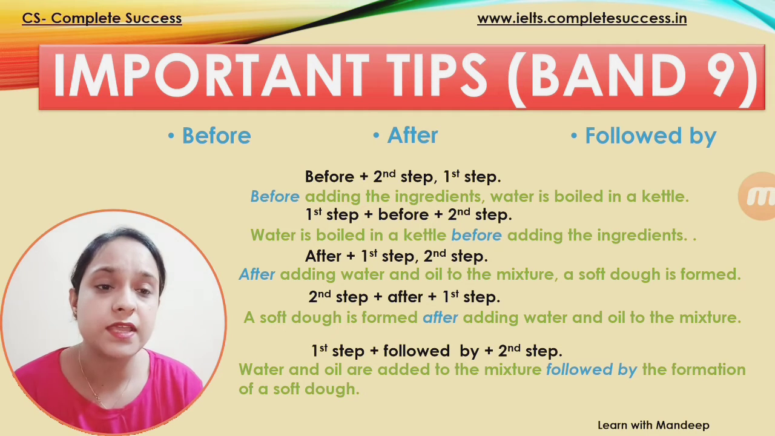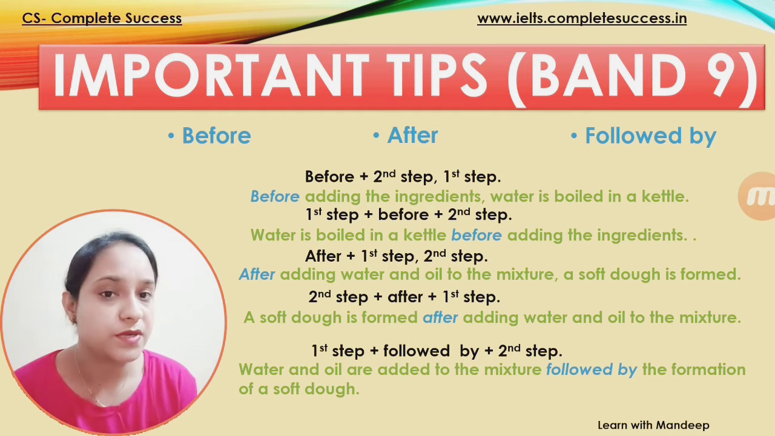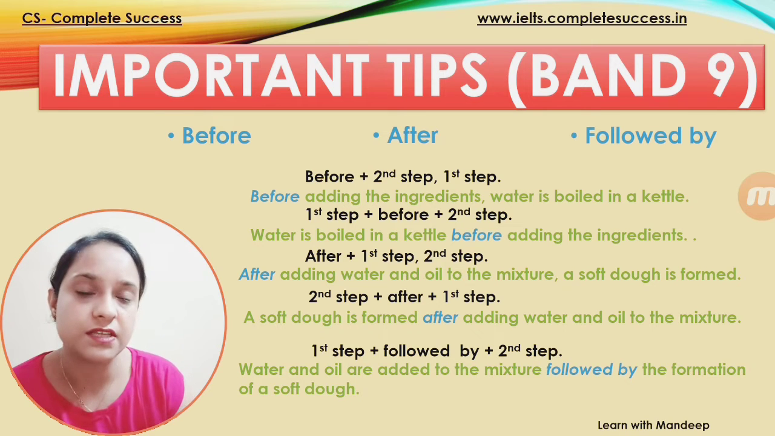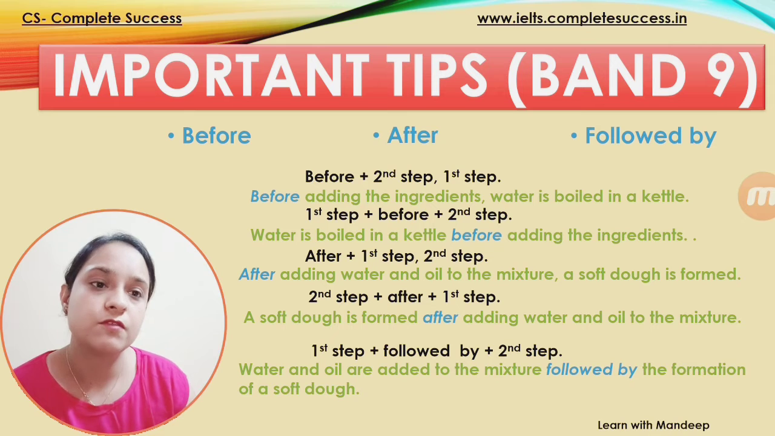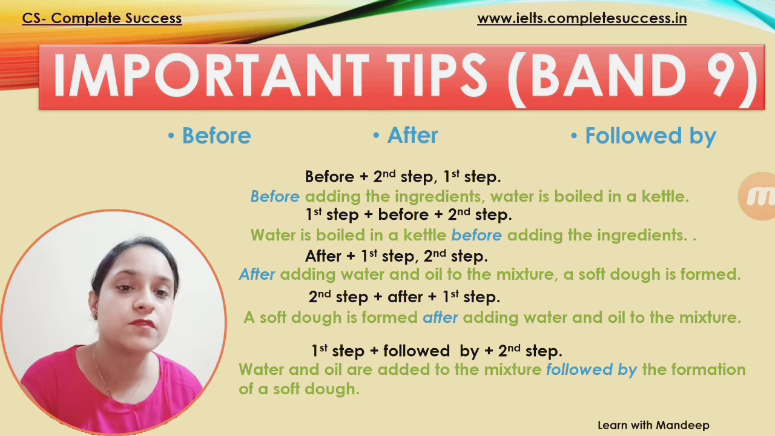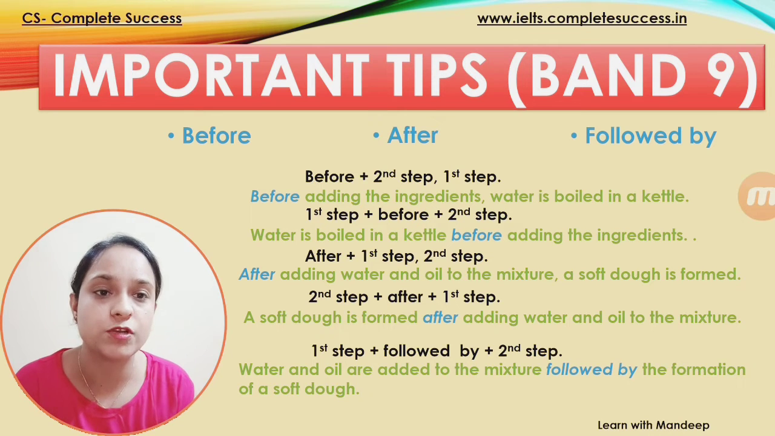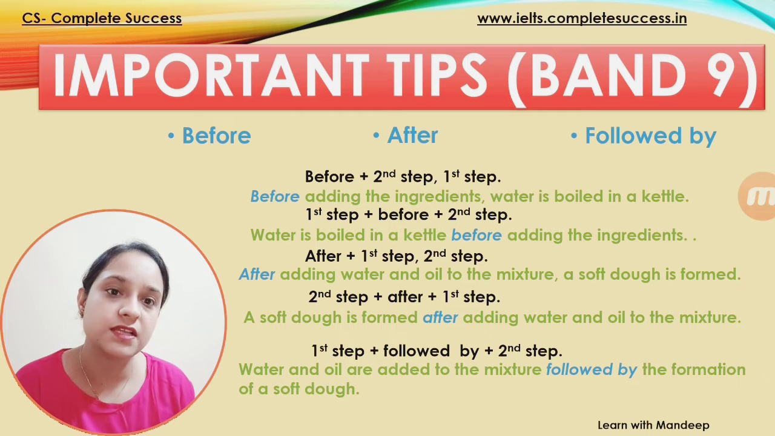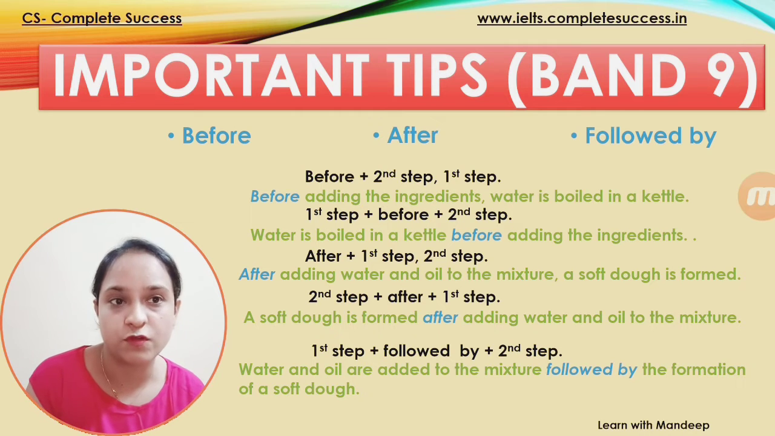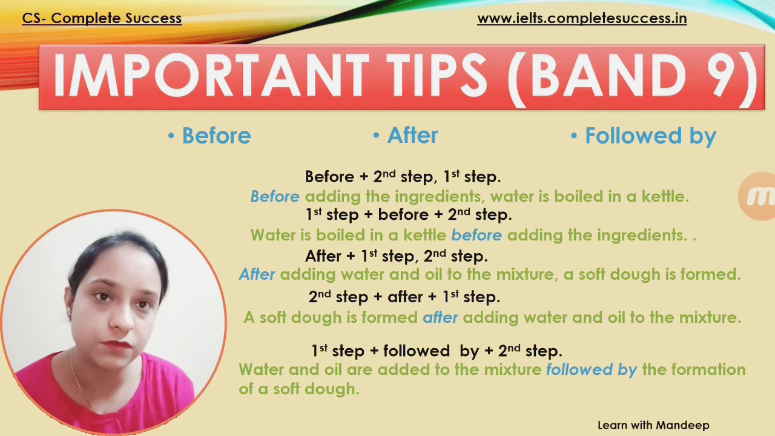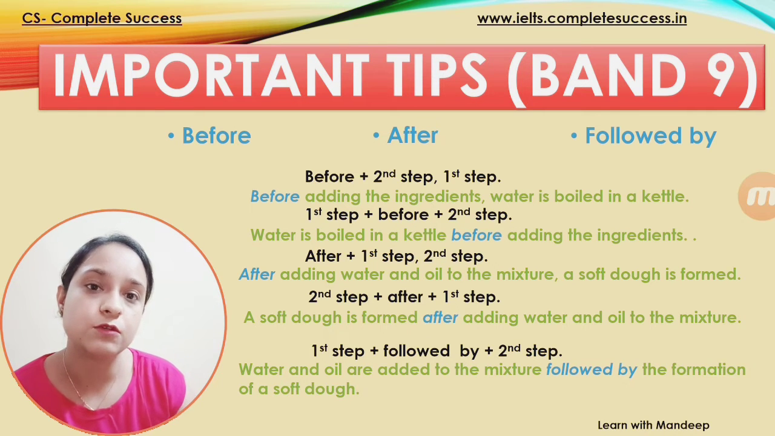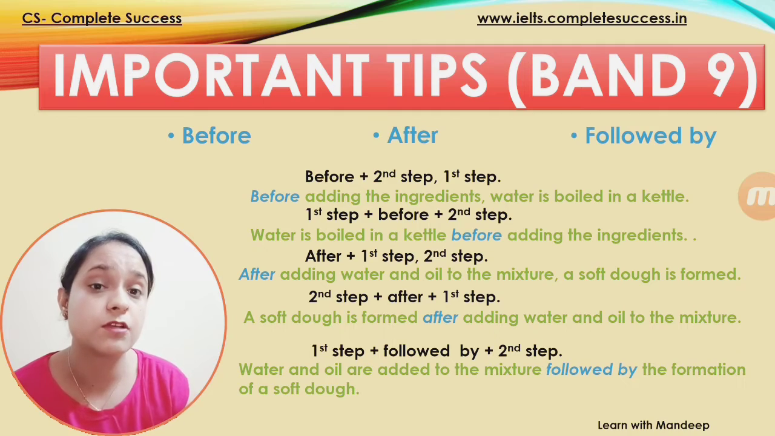Last is followed by. It is only used in the middle. It can't be used in the starting. Like water and oil are added to the mixture followed by the formation of a soft dough. Means when we add the water and oil to the mixture, after that a soft dough will be formed. These are really good vocabulary words and good sequences if you want to make a complex sentence.